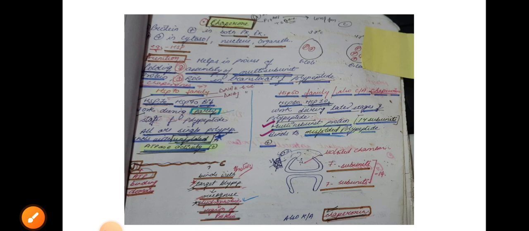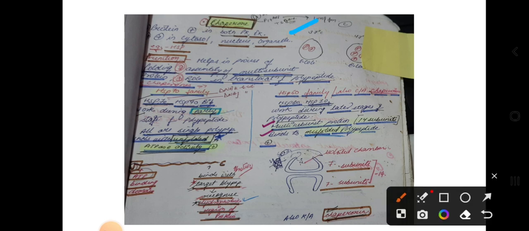Okay, so the last one is my notes. My note says that the protein is present in both prokaryotes and eukaryotes. So in eukaryotes, plants and animals both, they are present in cytosol, nucleus as well as organelles. For example, they are called HSPs. Their function is to help in the process of folding, assembly of multi-subunit proteins, and the role in translocated polypeptides.